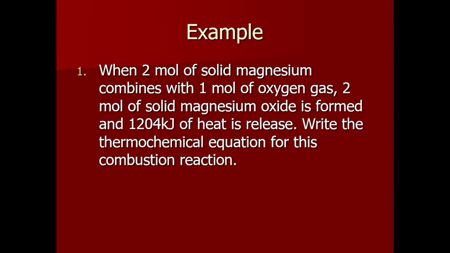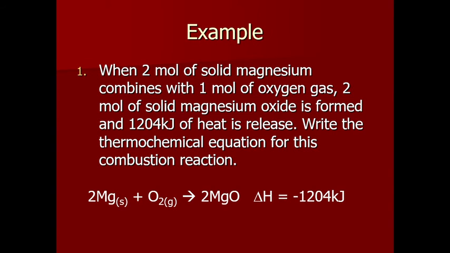Example: when 2 mole of solid magnesium combines with 1 mole of oxygen gas, 2 mole of solid magnesium oxide is formed, and 1204 kilojoule of heat is released. Write the thermochemical equation for this combustion reaction. This is a simple statement. We have to write a thermochemical equation for this reaction. What we have to do is just write and balance this equation.